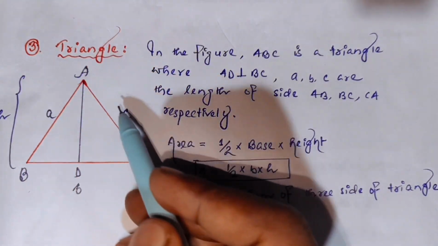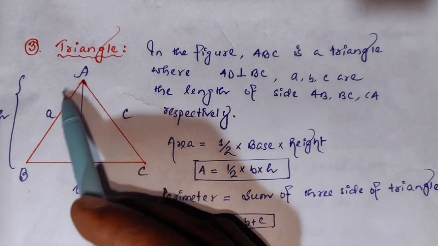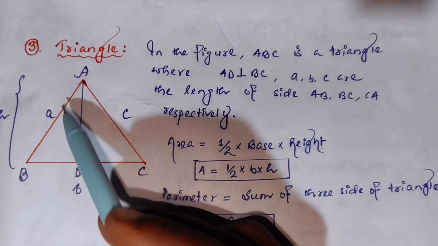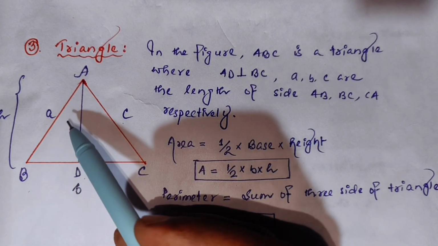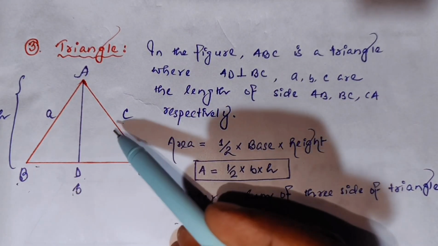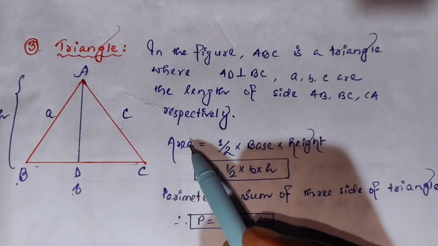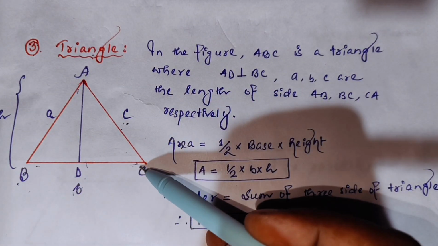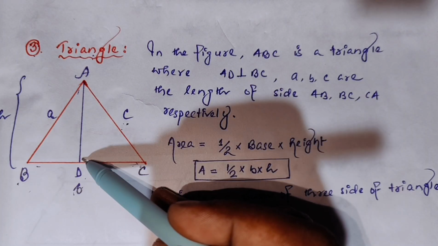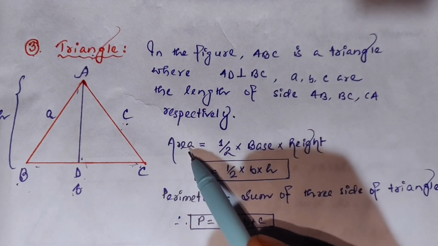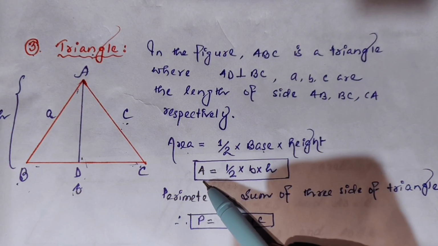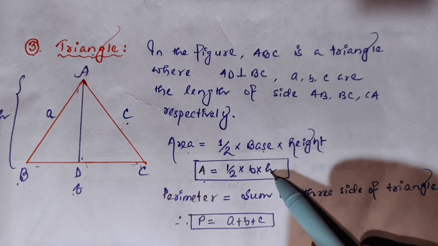Third, triangle. What is triangle? A geometrical closed figure which has three sides and three angles is called triangle. Here BC, CA and AB are taken as a, b and c respectively. AD is a perpendicular on BC and h is the height, it means altitude, the length of AD. Area equal to half into base into height. In short, A equal to half into b into h.